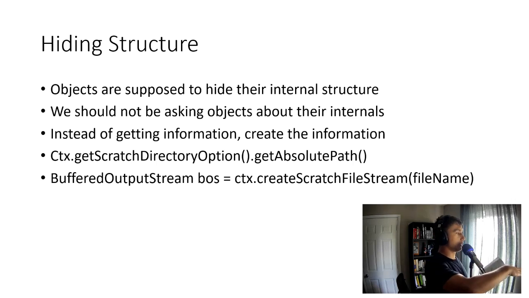Essentially, you've got the first bullet point, right? ctxt.getScratchDirectoryOption().getAbsolutePath(). This is potentially exposing a variable, potentially sensitive information, because you're getting the absolute path of maybe a file or something like that. And you're just getting it. We don't want to get information from an object. We want to create information from the object.